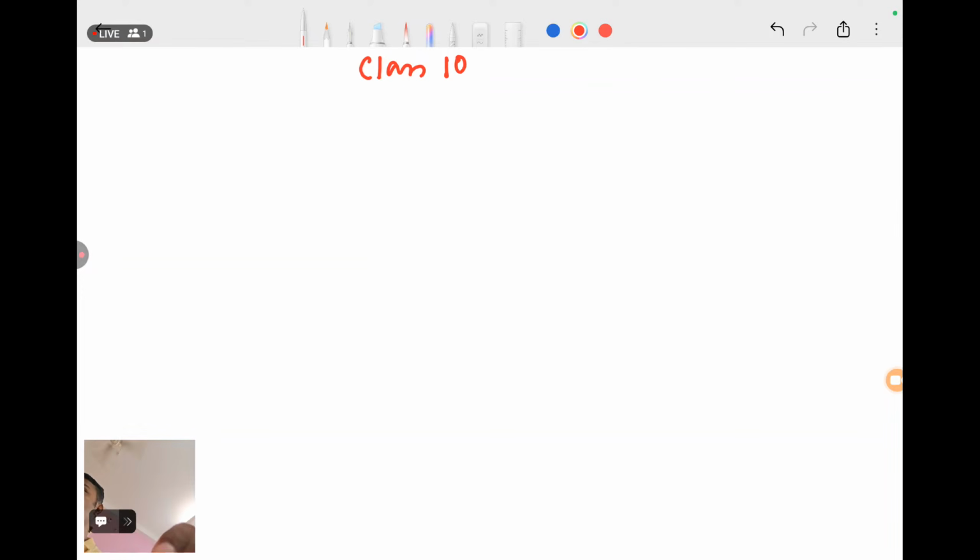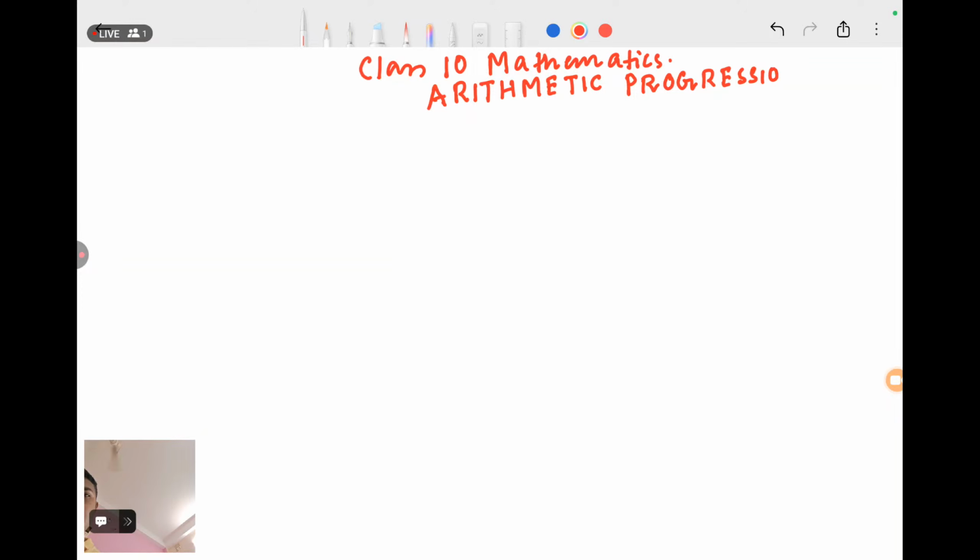Class 10 mathematics, arithmetic progression.